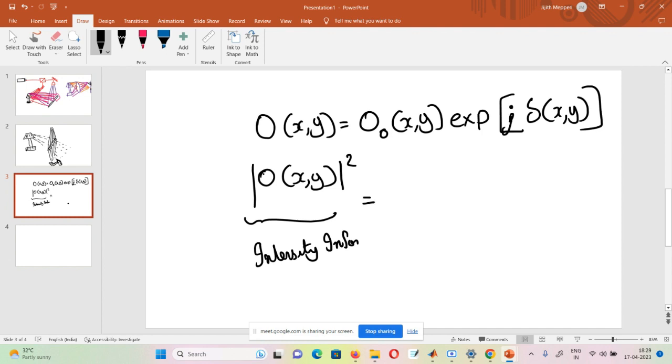Can you tell anything here? The modulus of O(x,y) squared will be how much? What will be this value? So O0(x,y) squared. The phase term will not be there here, or that will become 1. Why?